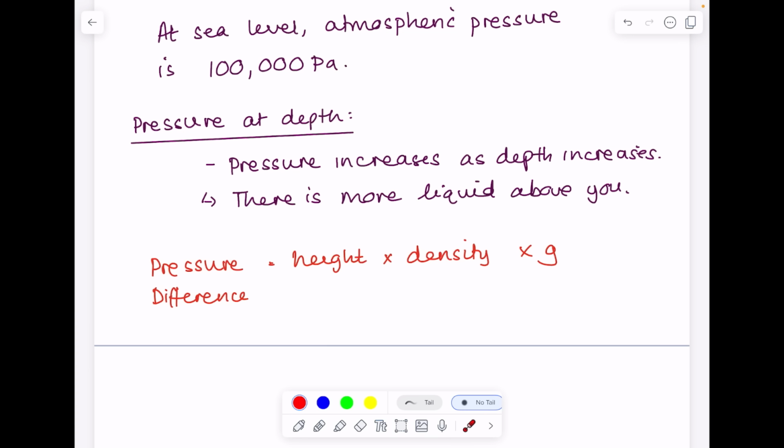Do be prepared to always point out that pressure at a point in a gas or liquid acts in all directions. It's worth including that statement in your answers.